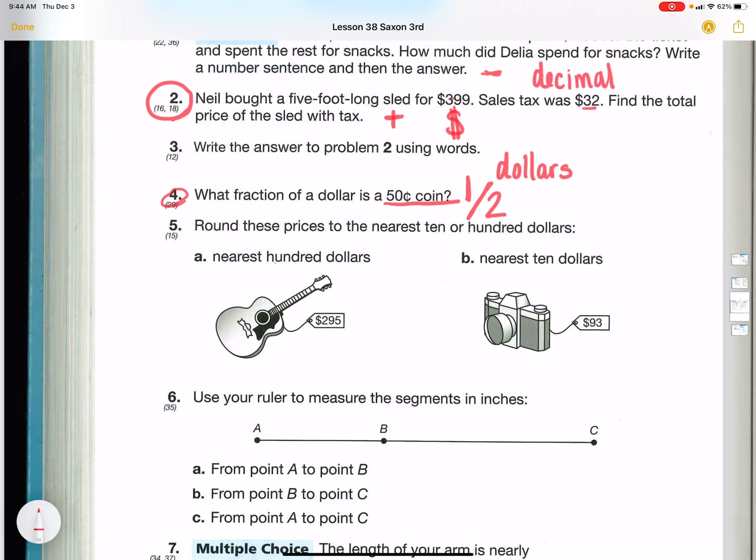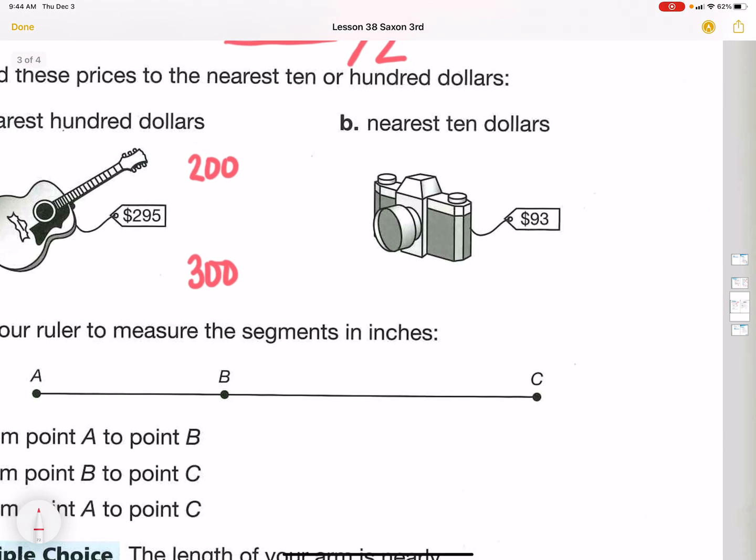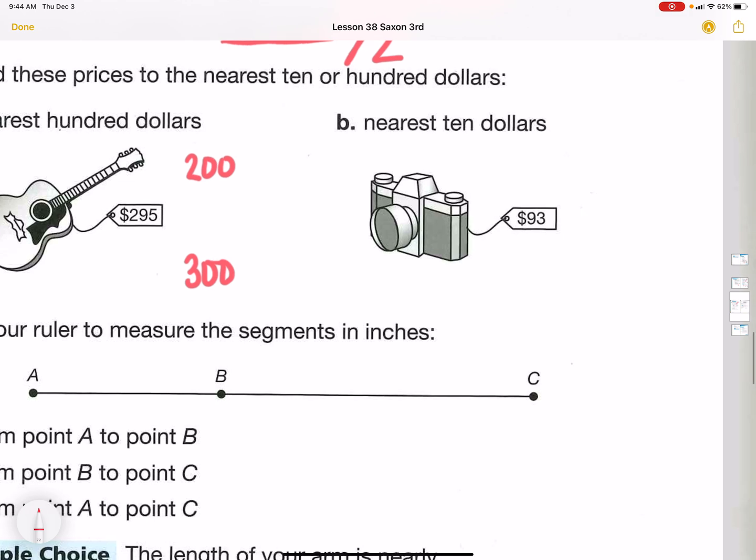That's just the answer. Pause, rewind if you need to. Round these prices to the nearest 100. Is this guitar almost 200 or almost 300? Is this camera almost... Okay, this one's nearest 10. I almost messed up there. Is it almost 90 or almost 100?